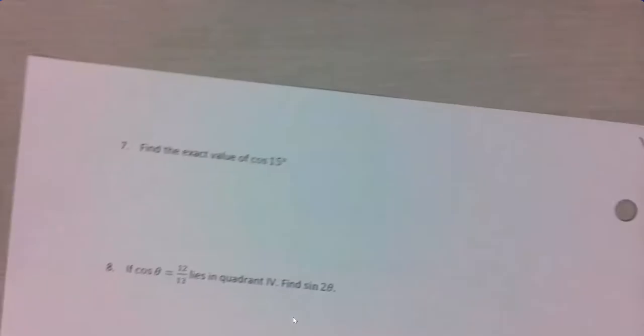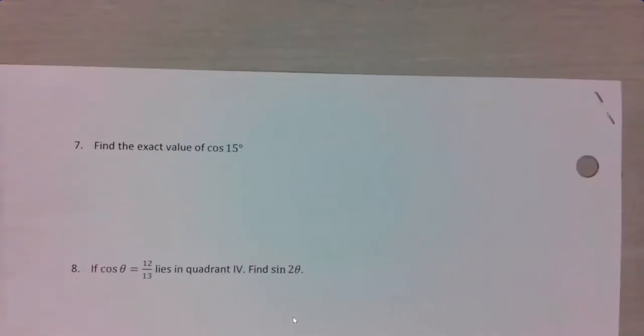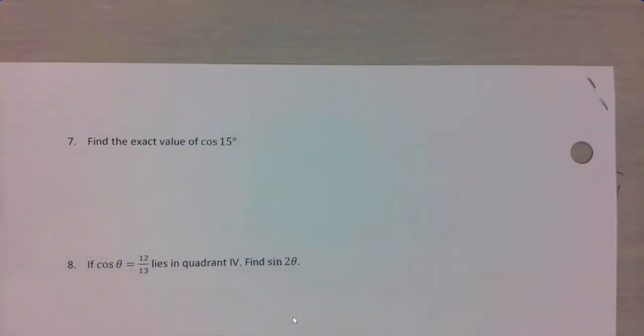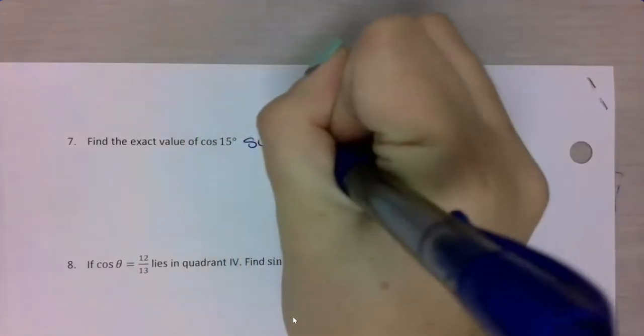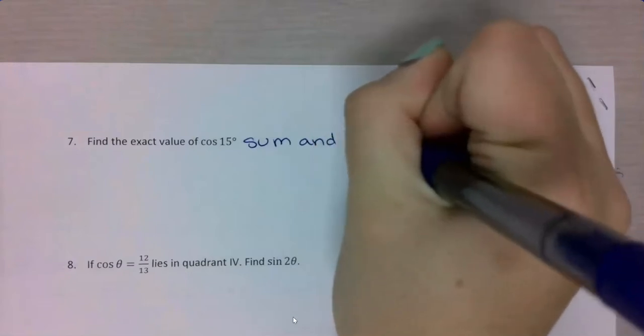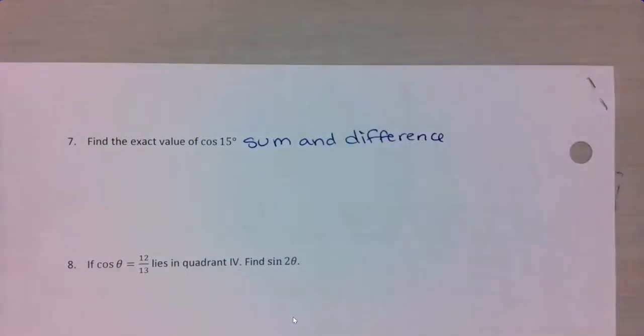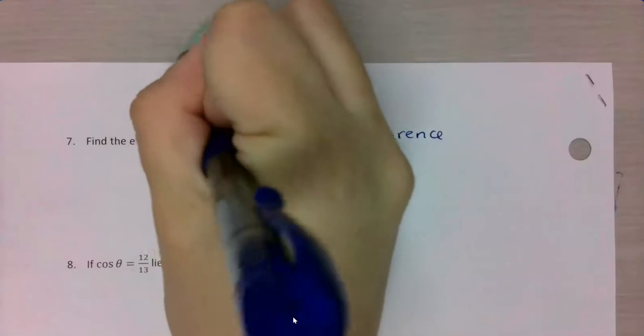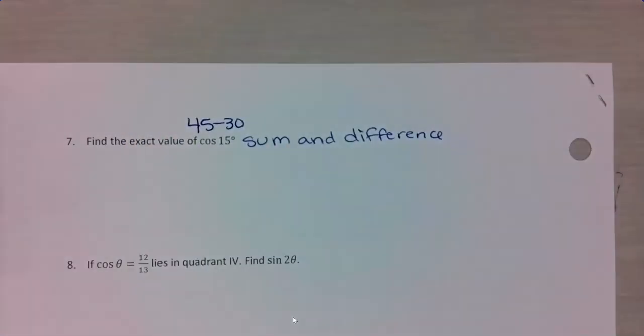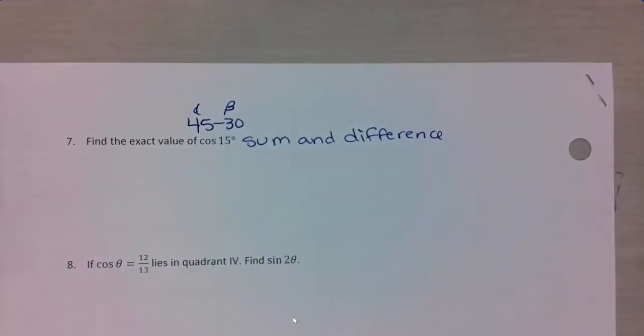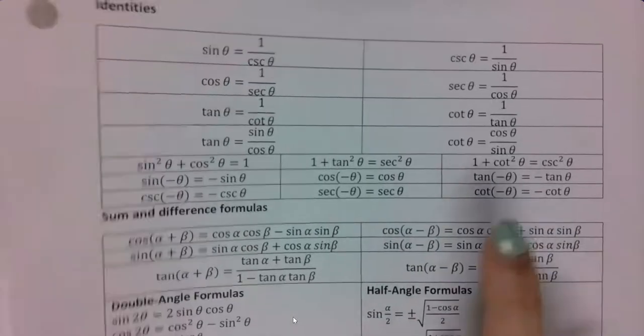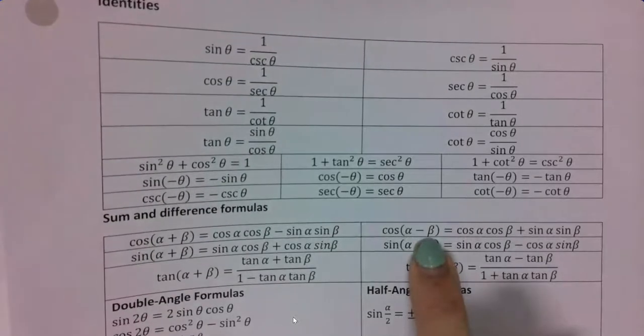Okay. Number 7, on the test this will tell you what to use. This one is using sum and difference. So I am going to do 45 minus 30. You could have also done 60 minus 45. So this is my alpha, this is my beta. Order matters. I'm doing difference of cosine, so I'm using this formula right here.